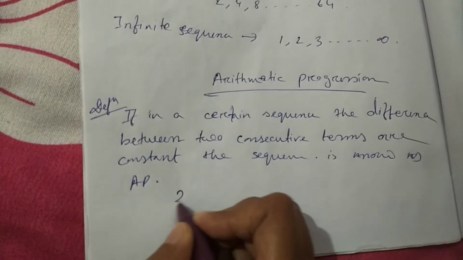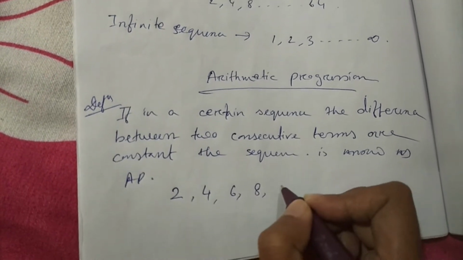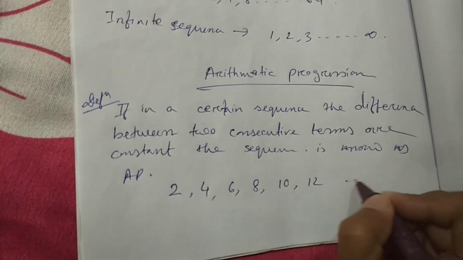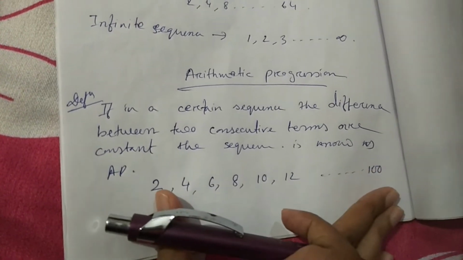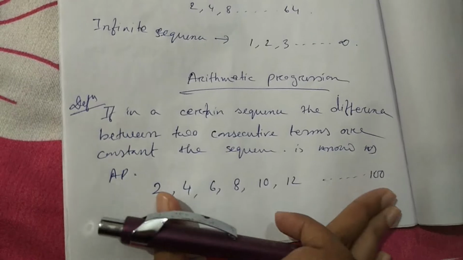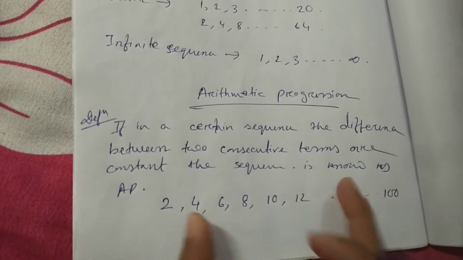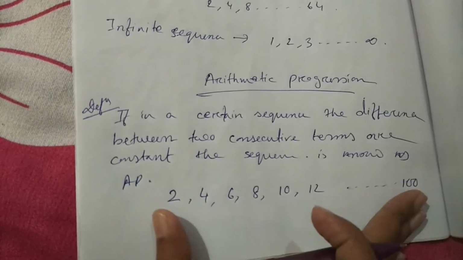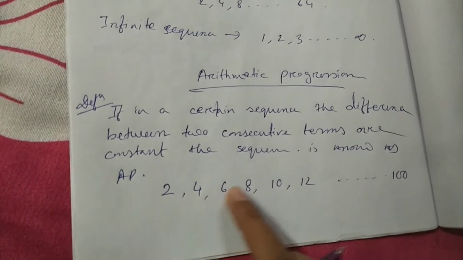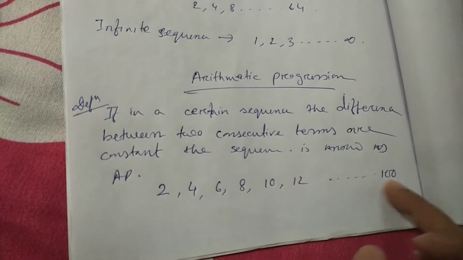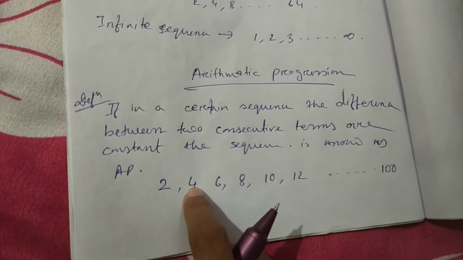Suppose I write 2 4 6 8 10 12 up to 100. The sequence may be finite or infinite, that is not an issue here. Here I have taken an example of a finite sequence, 2 4 6 8 10 12 up to 100. So this is the sequence of even numbers, isn't it?